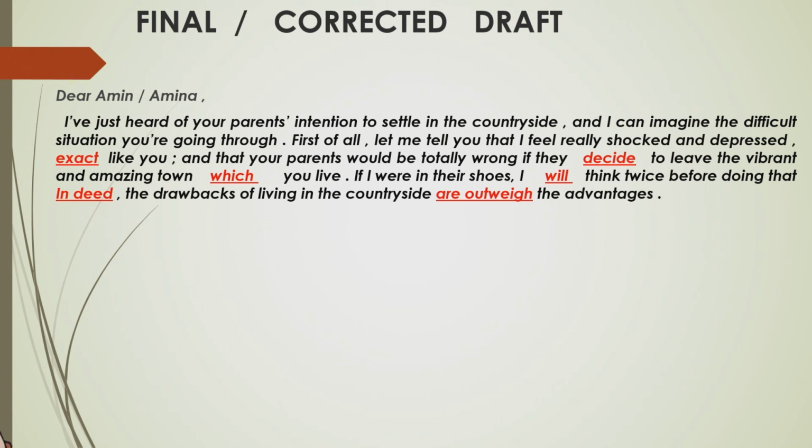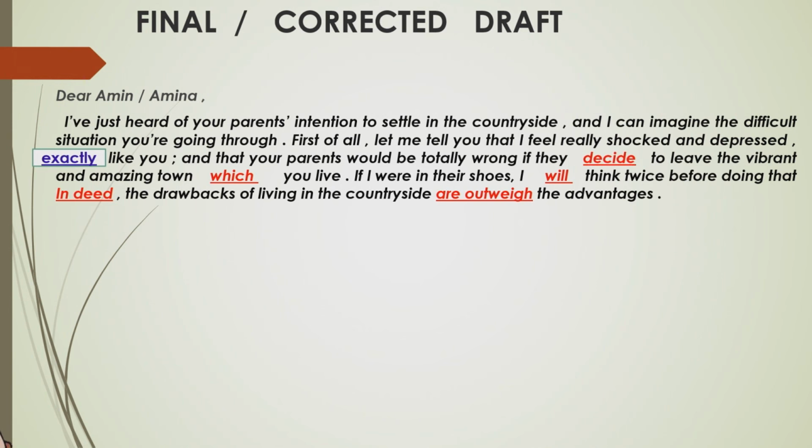So, dear Amina, I've just heard of your parents' intention to settle in the countryside, and I can imagine the difficult situation you're going through. First of all, let me tell you that I feel really shocked and depressed. So it's this "exact" which must be replaced by an adverb, "exactly", like you, and that your parents would be totally wrong if they decided, instead of this "decide".